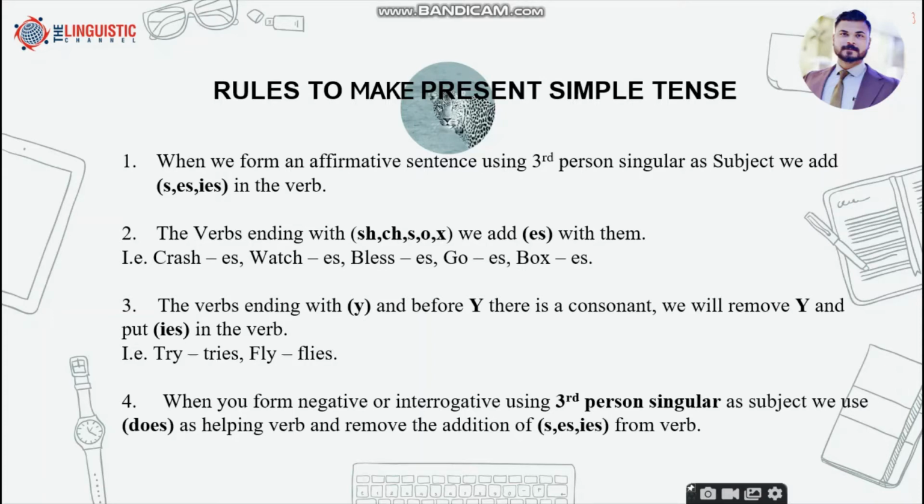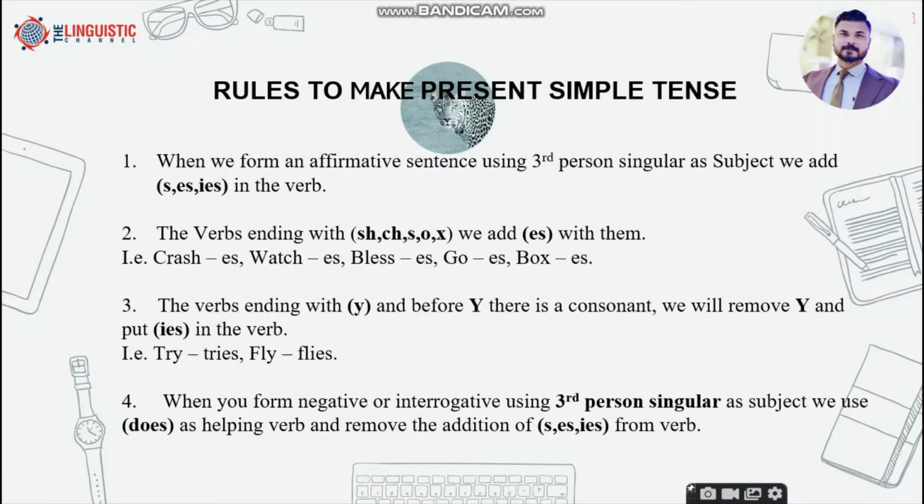So my friends, जिन verbs के आखिर में y आता है और y से पहले consonant होता है, ठीक है? Not a vowel, a consonant. So if there's a consonant, what we're going to do is we're going to remove y and put ies in the verb. For example, try, try. So try goes tries. Okay, but then there is a vowel before y. For example, in play, P-L-A-Y, what we do is we simply add s.